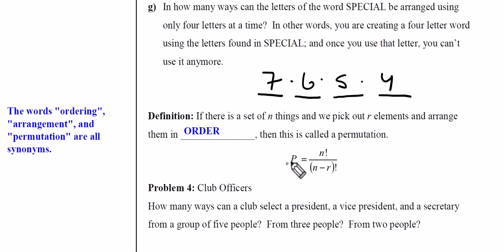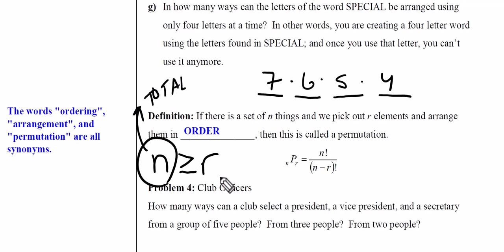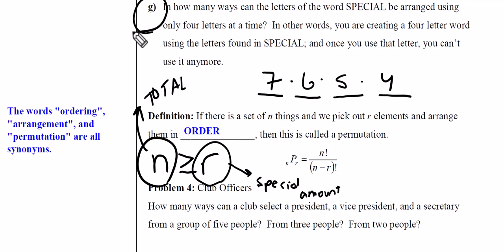So how does this weird looking formula work? Well, first of all, n is always going to be greater than or equal to r. In other words, n is the total number of things you have, and r is the special amount you're going to choose. So for example, if we do part G again, we had 7 letters to choose from, but we were going to choose 4. So this would look like 7P4 for us. And then I would just plug it into this formula.